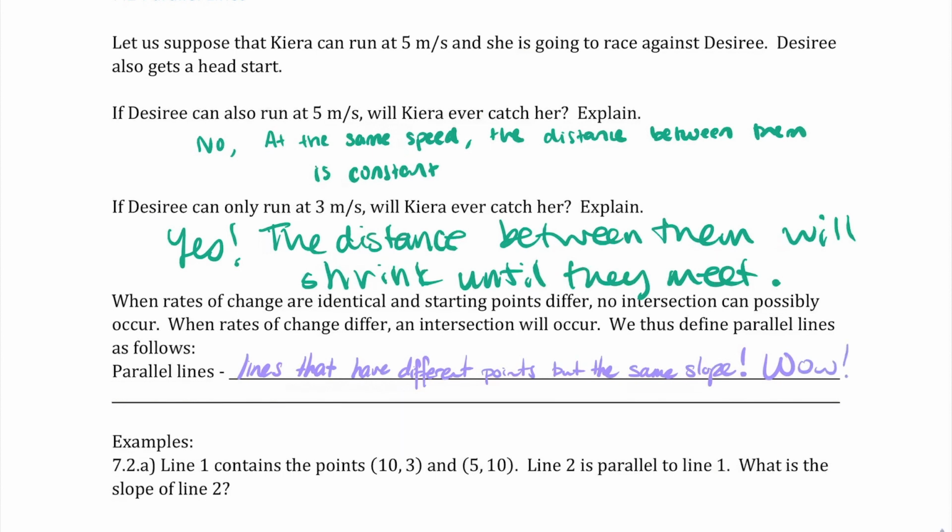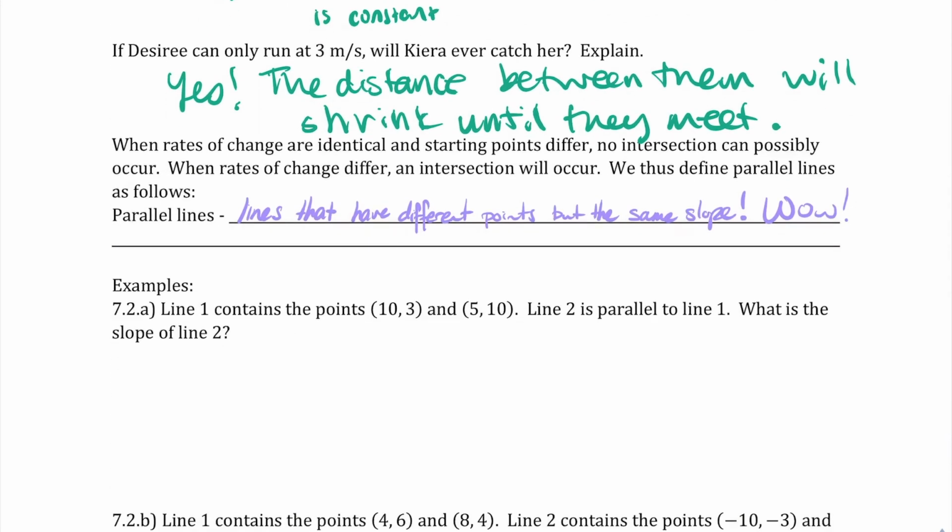Parallel lines. They have different points, but the same slope. So, if we take a look at this example, we have line 1, and line 1 contains the following points: (10, 3) and (5, 10). Line 2 is then parallel to line 1, so we've got to find the slope of line 2. Well, first of all, let's find the slope of line 1.